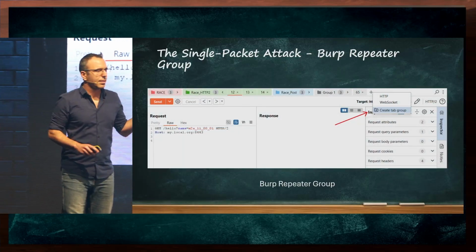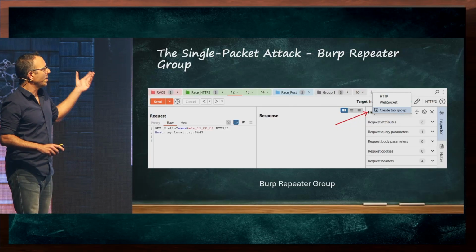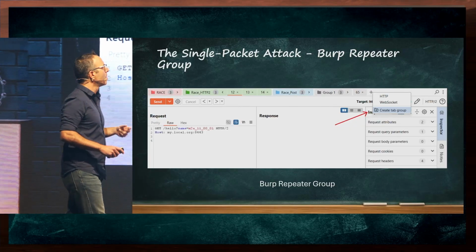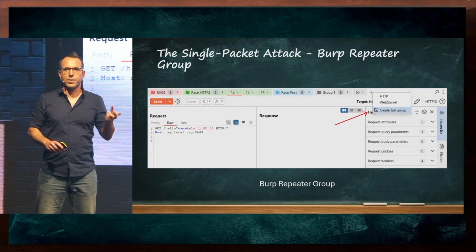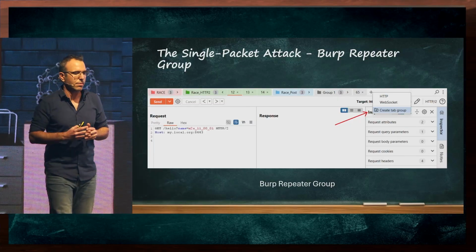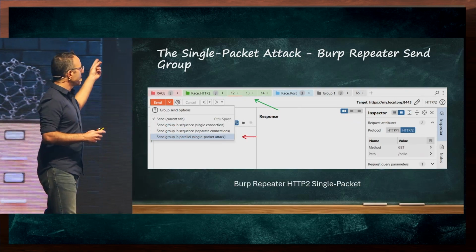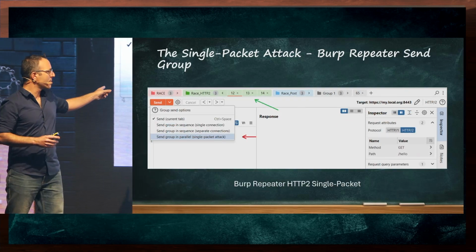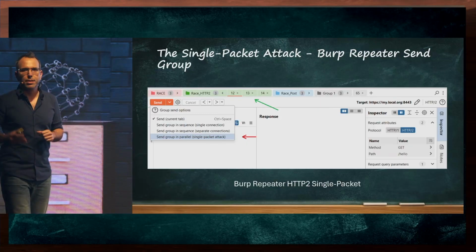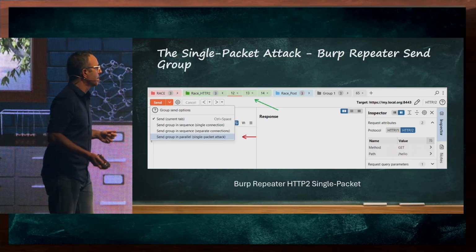We start by sending our request to the Repeater. Then we edit each request. And then we create a new tab group. While creating a tab group, we select the relevant requests. These groups are requests to be sent together. Then, in the arrow near the send button, we select the option to send group in parallel, single packet attack. And that's it. Now you can test web applications for race conditions.